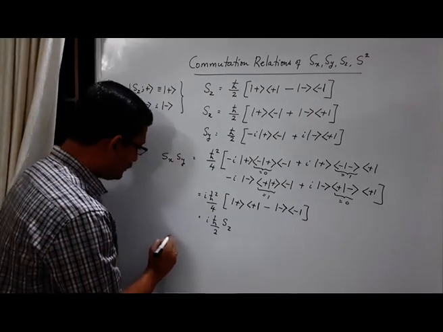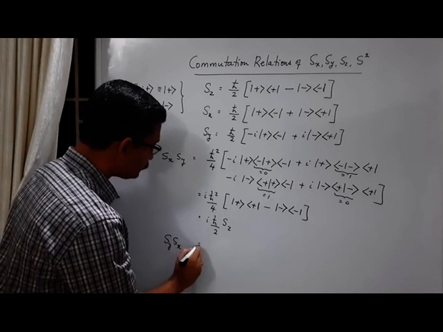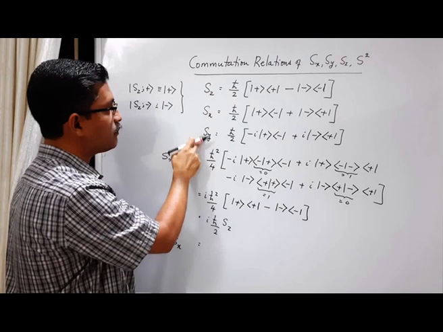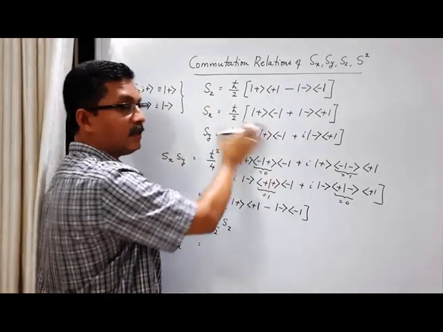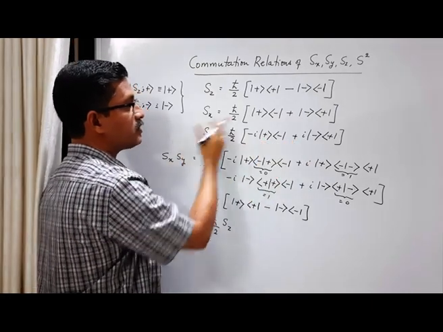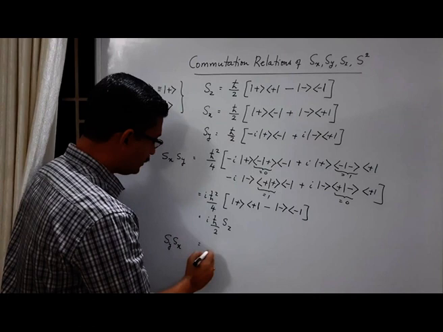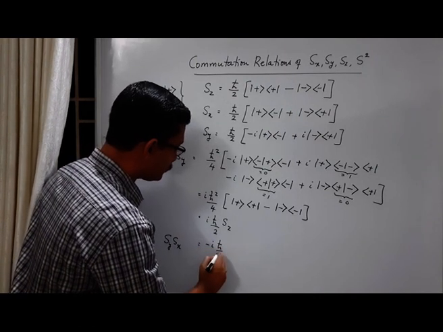Now similarly we can find out Sy into Sx. This part I am not doing, you can do it similarly. You have Sy here, Sx here, multiply. This time Sy operator will be on the left side, Sx operator will be on the right side. So you can do this. You can show that this is equal to minus iħ/2 Sz.